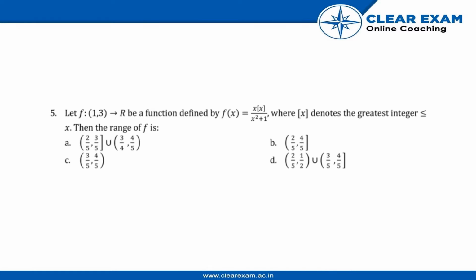wherein we have f is a function from [1, 3) on R, which is a function defined by f(x) = [x] upon x squared plus 1, where the symbol [x] within brackets denotes the greatest integer which is less than or equal to x, and the range of f is. So basically the symbol [x] within the brackets denotes the greatest integer. So we have to find the range of f, wherein f(x) is the function we have been given.